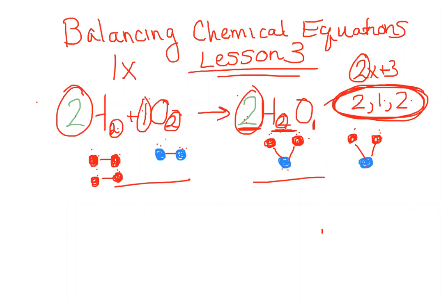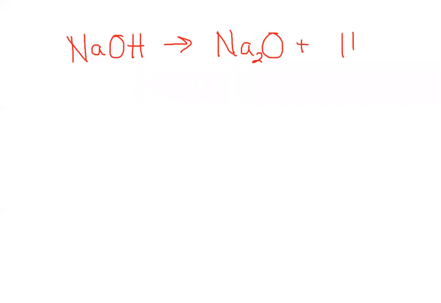So that's how you decide how you are going to balance the equation. So let's look at another example on your notes. We're still going to look at the notes. Okay, we've got NaOH yields Na2O plus H2O. So we've got to balance this.